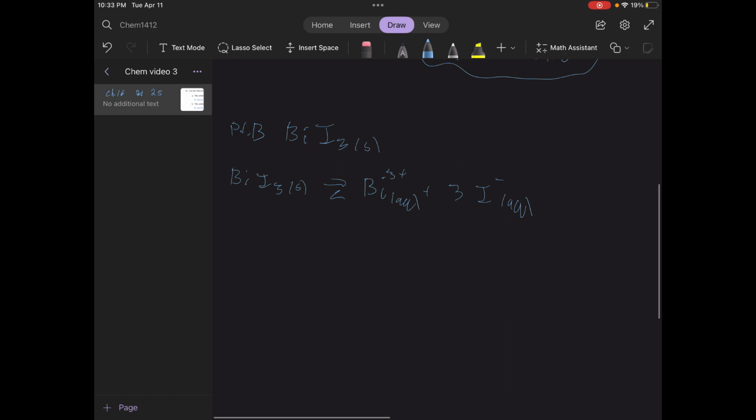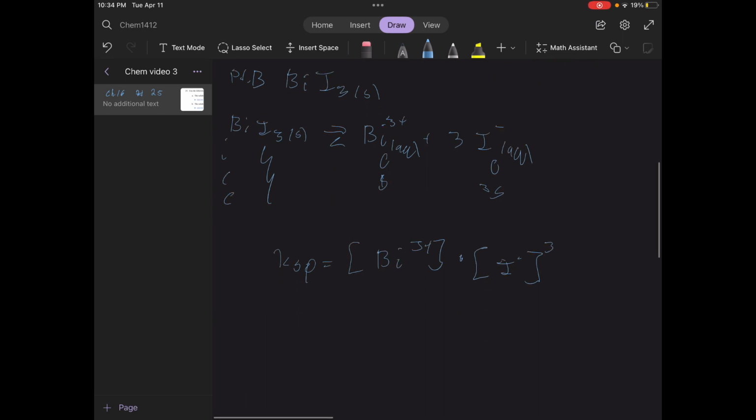So here we do again our ICE chart. The solid turns into 1 or basically just 1. So we get 0, 0, then S and 3S. And in the equation, our Ksp is going to be equal to Bi3+ times, no, not 3, I- cubed.